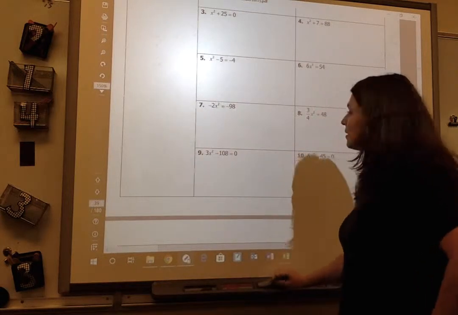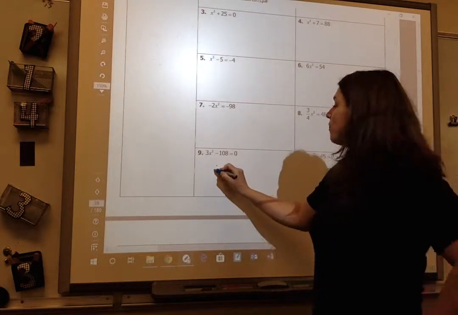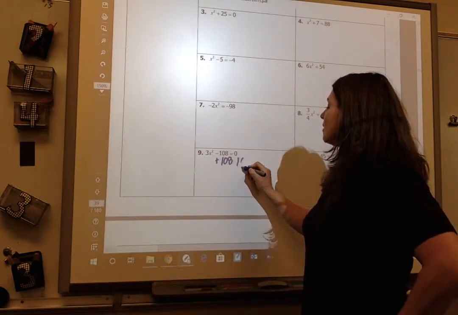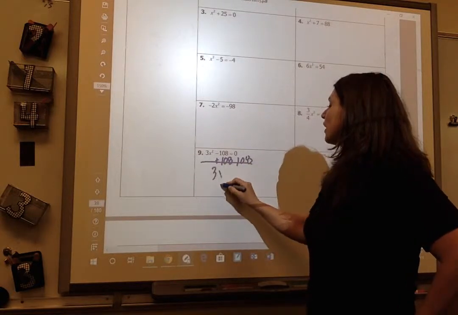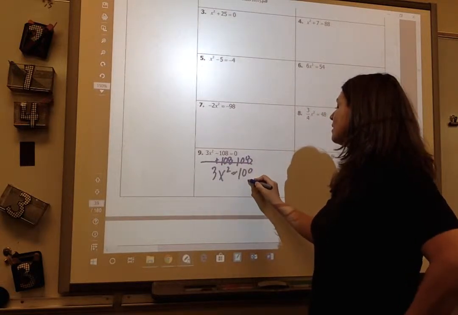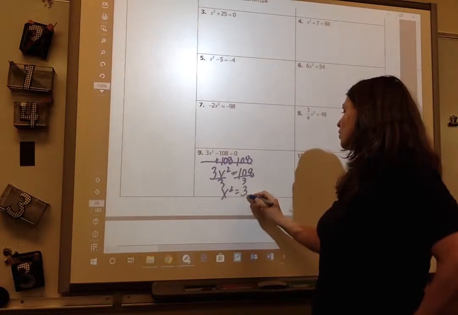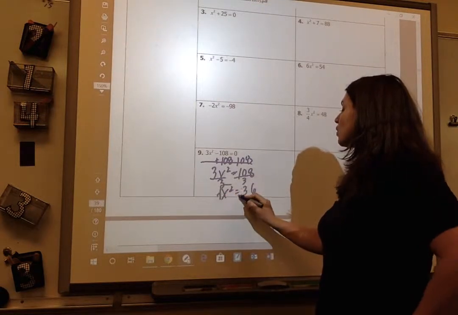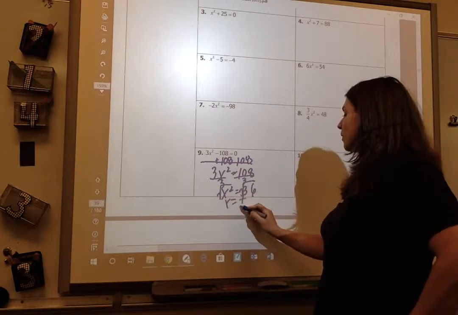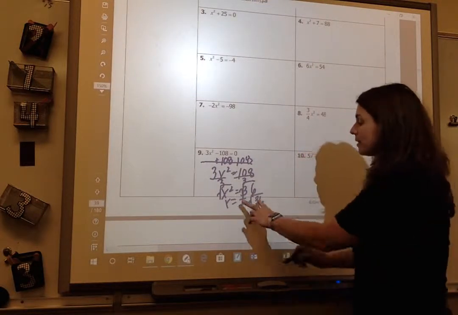All right, let's take a look at number 9. My first step is add 108 to both sides. Additive inverse, and I get 3x squared equals 108. Divide both sides by 3. I get x squared equals 36. Take the square root, and I get x equals plus or minus the square root of 36.